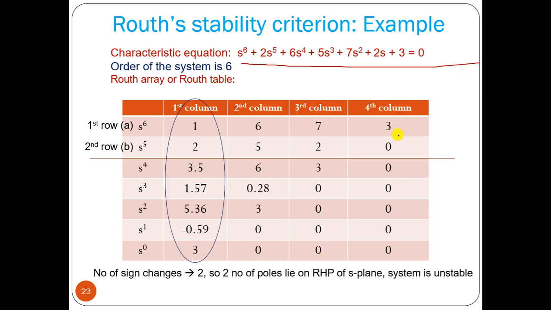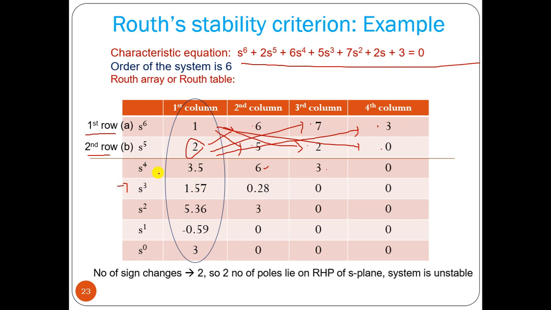Similarly, I have taken another example that we can calculate. Here S equal to 6. First row, second row, we can put the values alternately: 1, 2, 6, 5, 7, 2, 3, then 0. Then we can calculate 6 into 12, 2 into 6 minus 5 divided by 2, this is the value. 2 into 7, 1 into minus 1 into 2 divided by 2, that is the value 6 here. Then 2 into 3 minus 1 into 0 divided by 2, it will be 3.